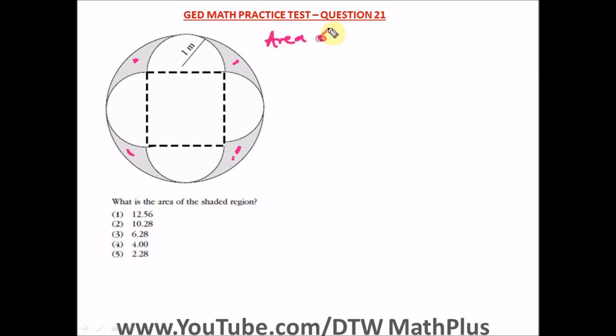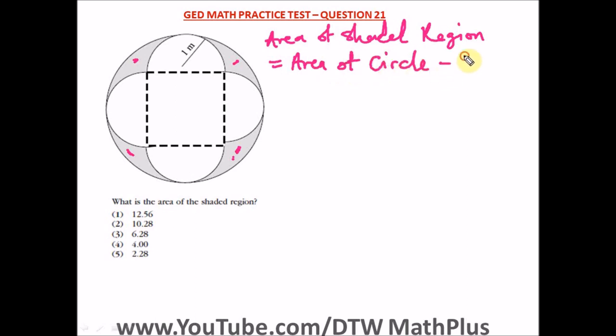So it's just simply: area of shaded region is equal to area of circle, that's the big circle, minus area of white region, which we've gotten from our previous question. Okay, we're not going to solve that again since we've gotten the answer. You know, we got I think 10.28 as our answer. All right, so all we need to find is the area of circle, and the formula is pi r square. Okay, so what's the area?